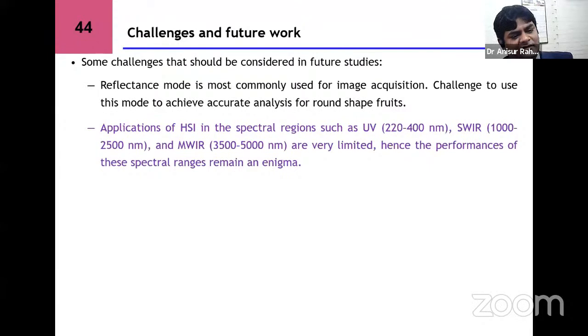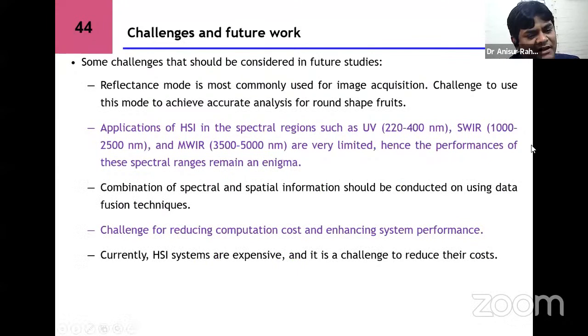Also, applications of hyperspectral imaging in the UV, shortwave IR, and mid IR regions are very limited. Mostly hyperspectral imaging is used in the visible region, 400 to 1000 nm, but the higher and lower regions have not too many applications. Another point is that the combination of spectral and spatial information should be conducted using data fusion techniques. In my study, I show you the image and spectra. From the spectra, I got the beta coefficient information, then I made the chemical image. More study is needed on combining spectral and spatial information.